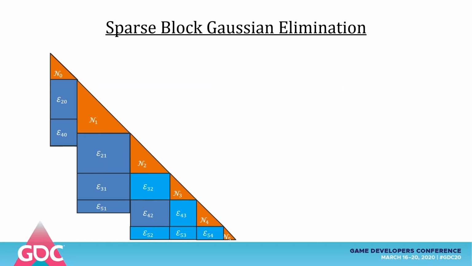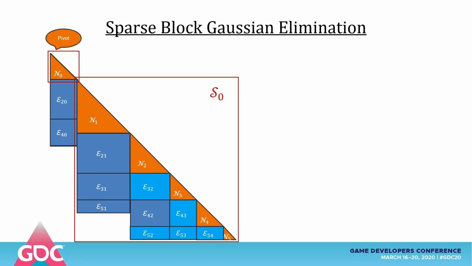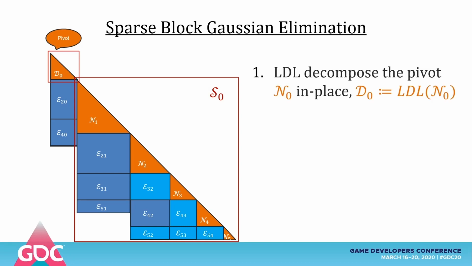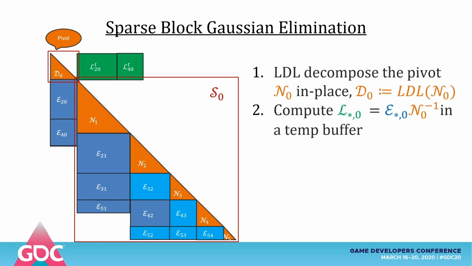Now let's look in detail at the step of Gaussian elimination on the sparse matrix. We have the pivot matrix that we LDL decompose in place using dense LDL, which is always faster than using Cramer's rule. We compute the L matrices by multiplying the edge matrices below the pivot matrix by N0 inverse. We store the L matrices in a temporary buffer. This process can be done very efficiently. The way the edge matrices are packed in memory, they can be interpreted as one block matrix, and multiplying by the inverse of the pivot, we don't need to keep track of the block structure.